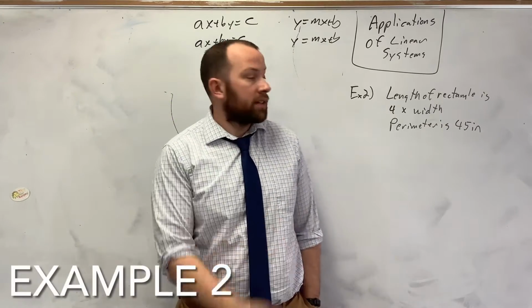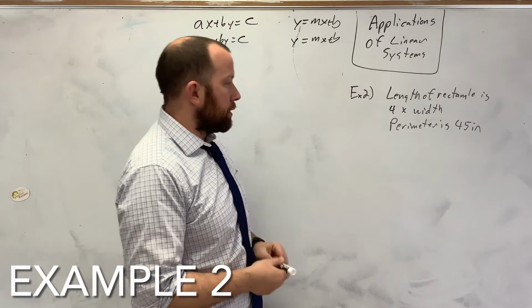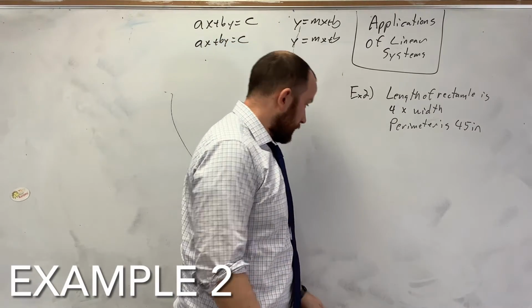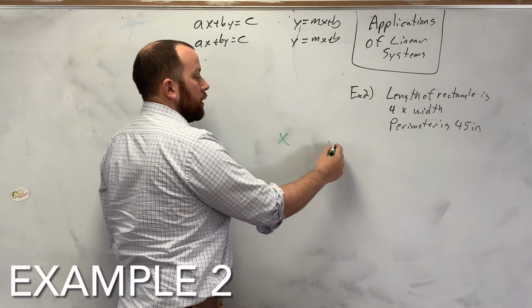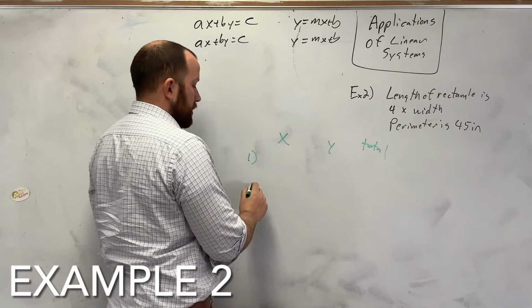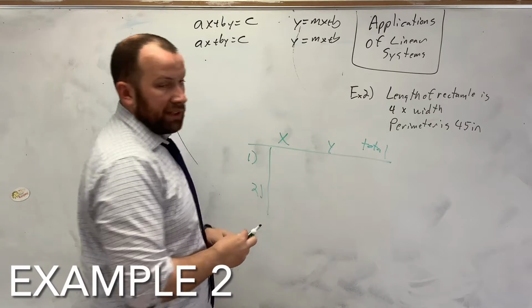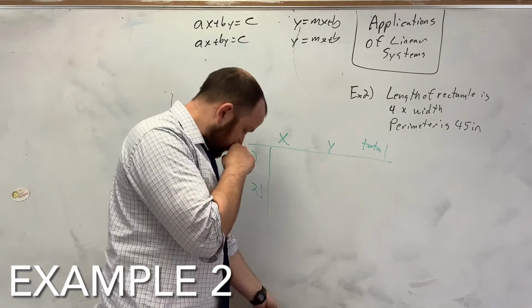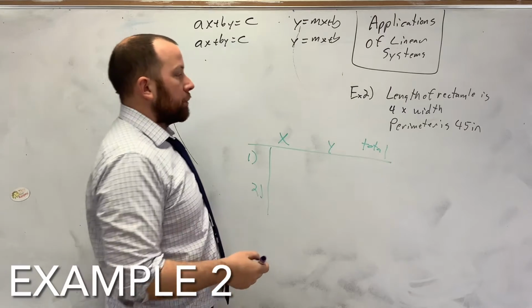All right, here's our next example. So the length of a rectangle is 4 times the width. The perimeter is 45 inches. So I break this down again. X, Y, total. Scenario 1, scenario 2. Now, does this always work, what I'm doing? No. But for the most part, it'll help me out.